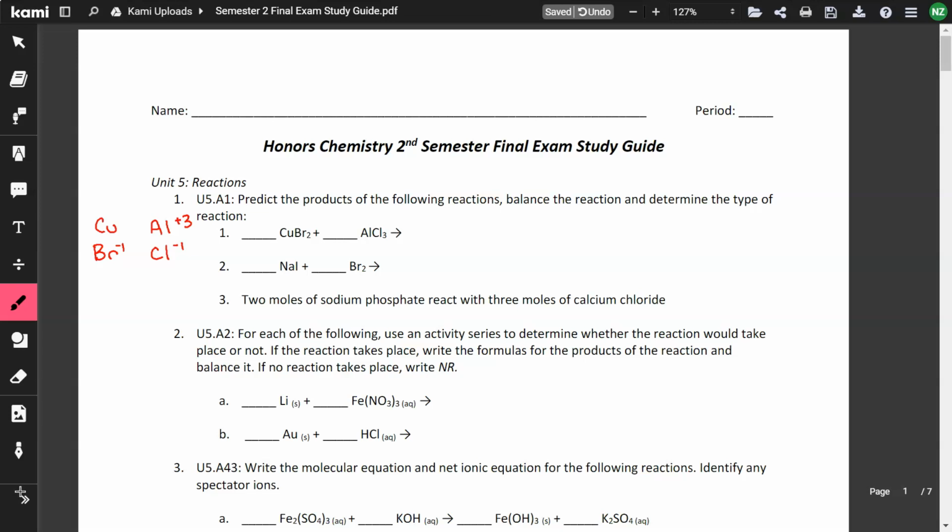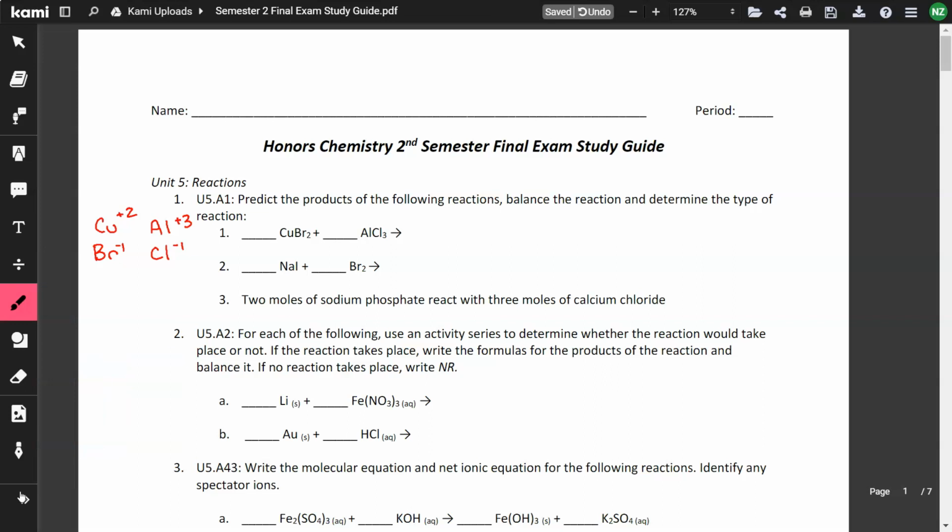And we have to look, copper is a transition metal, we have to look at what it's attached to. So we have 2 bromines. Each bromine is -1, and there's 2 of them. So that's a total of -2. So copper has to be a +2 to make that work.